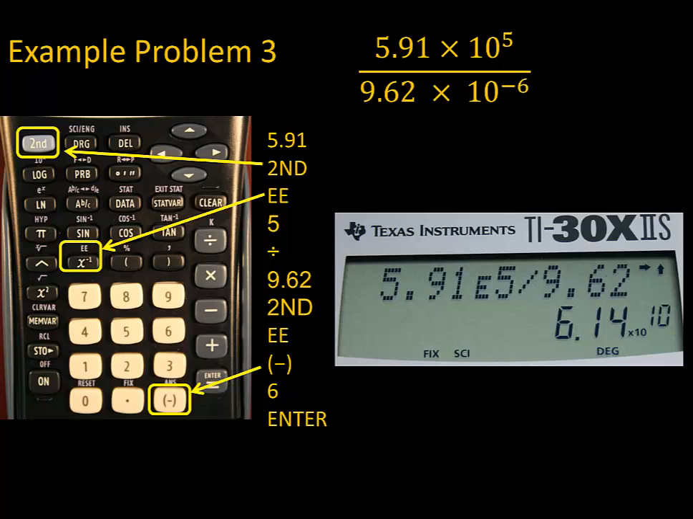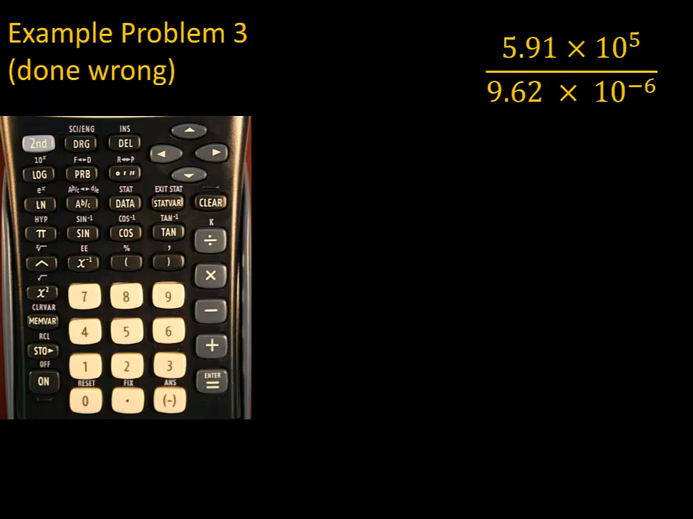Notice on this problem again, I did not need to wrap anything in parentheses. Because of the way scientific notation works, I just entered the numbers with a division sign between them. Easy as can be. Now let me show you a wrong way to do that problem. There's our answer on the previous one, 6.14 times 10 to the 10th. Okay, this is the same problem, but I'm going to do it using different keystrokes that seem like they ought to work. So here we go.